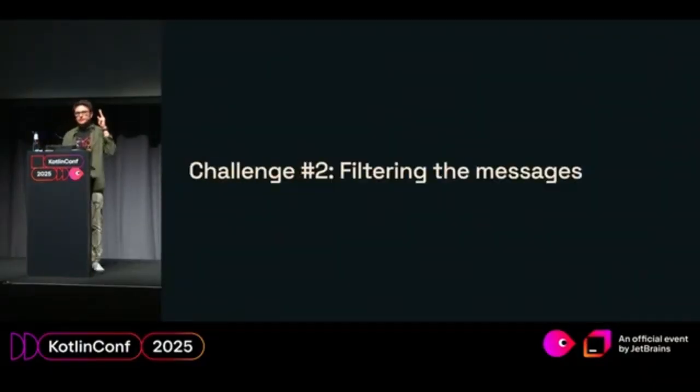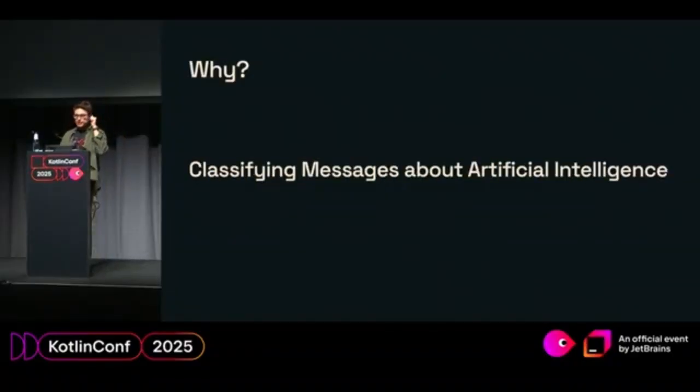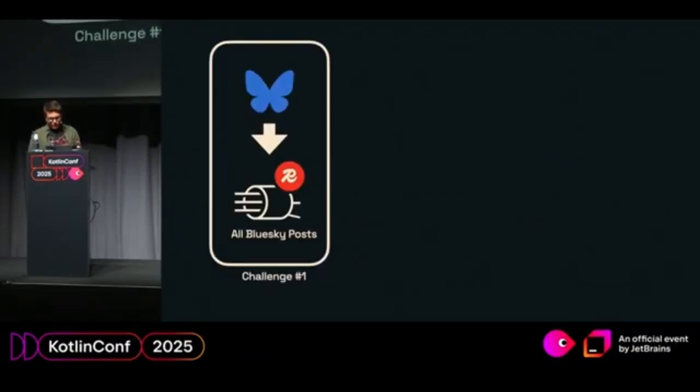Now let's talk about the second challenge, which is filtering the messages, all right? And filtering the messages can be done using LLMs or vector databases, all right? But why do we want to filter the messages? Because, as I told you in the beginning of the presentation, I want my bot to analyze messages about artificial intelligence, right? So that's what I want to do.